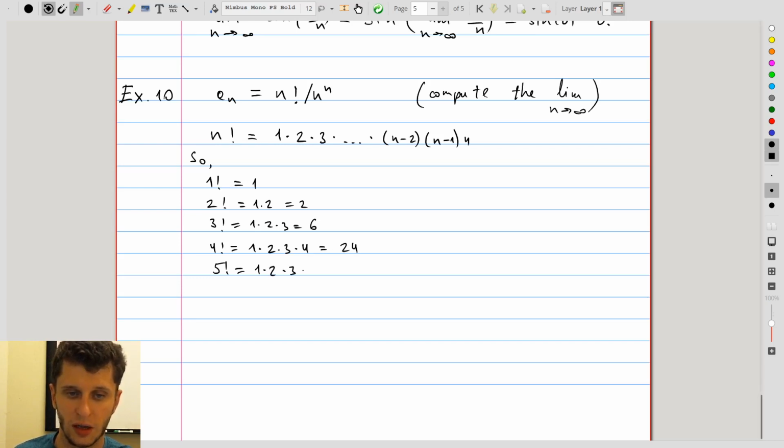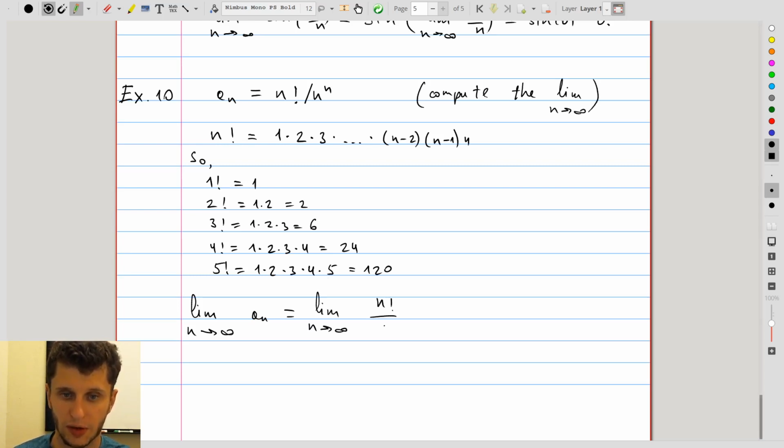As you can see, an important property of factorial is that it grows to infinity quite fast. So now let's investigate the limit of our a_n. So now that we have defined n factorial, let's look at this limit.